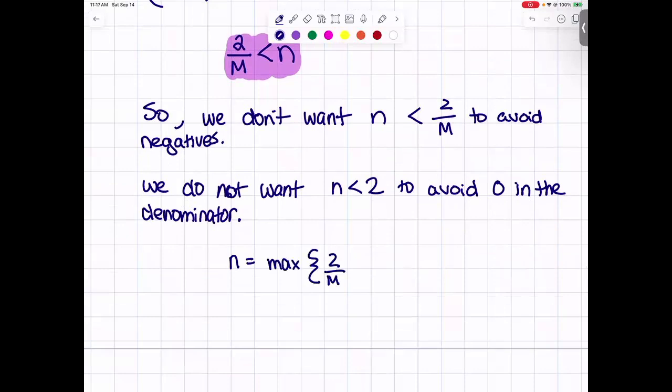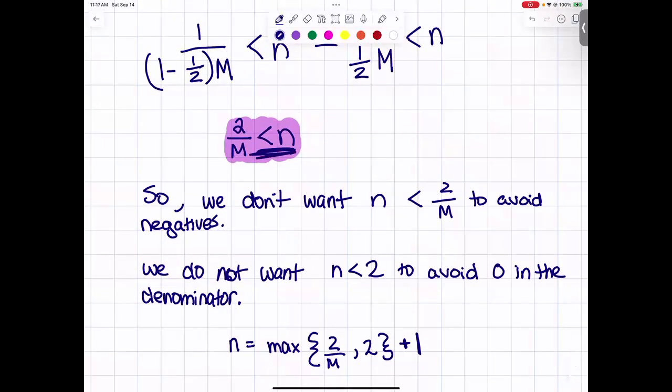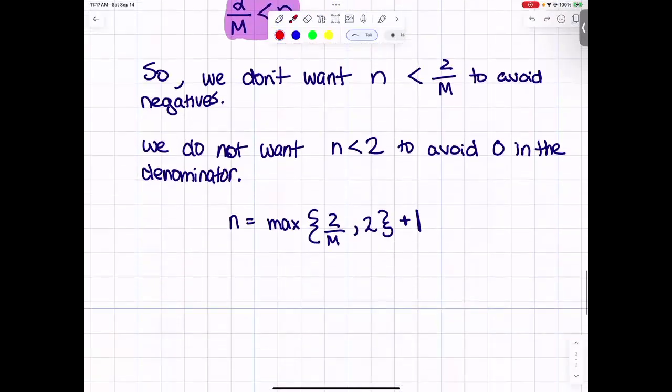So what we've now determined, and then we'll do that plus 1, since we are saying it's going to be strictly greater than 2, strictly greater than 2 over m, right? That was what we said here, strictly greater than 2 over m. And up here, we had said strictly greater than 2. So we add in that plus 1 over here to help us with that scenario.